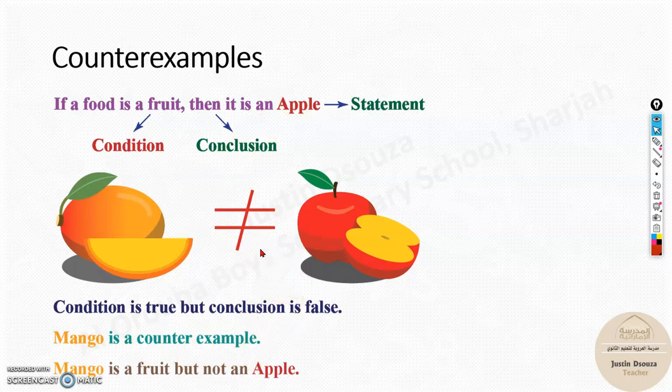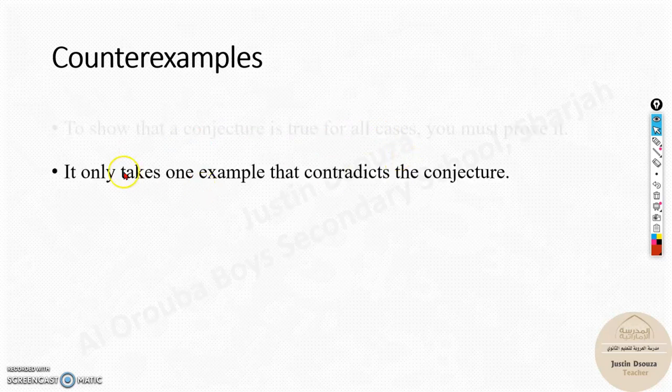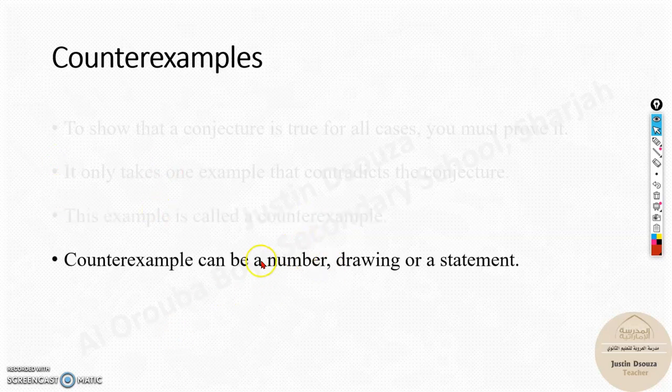Now we will solve more problems. It will be more clear. Now let's think about conjectures or statements. A conjecture is true for all cases, but you must prove it. So if one example disproves it, then it's gone. The conjecture is false. So any example that contradicts the conjecture is a counterexample. Counterexample is like countering or tackling a particular statement. A counterexample can be a number, figure, drawing, or statement.